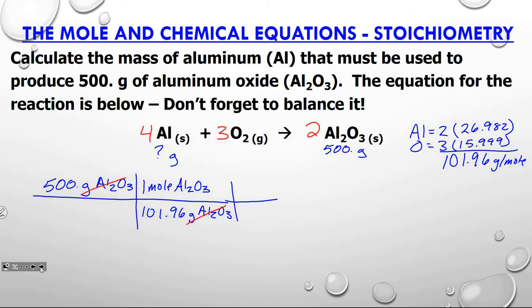Once I get it to moles, then I can use a mole ratio. My mole ratio is the coefficients. So I want to get rid of the aluminum oxide, so I put the mole ratio for aluminum oxide on the bottom. For every 2 moles of aluminum oxide, I need 4 moles of aluminum. Moles of aluminum oxide go out. Now they ask me how many grams. So I'm still not to grams, but I got to moles of aluminum. So my next conversion goes from moles of aluminum back to grams of aluminum.